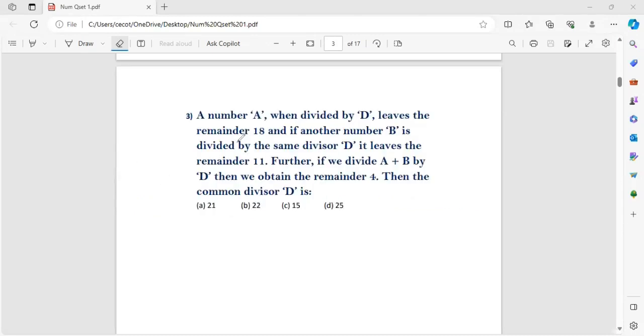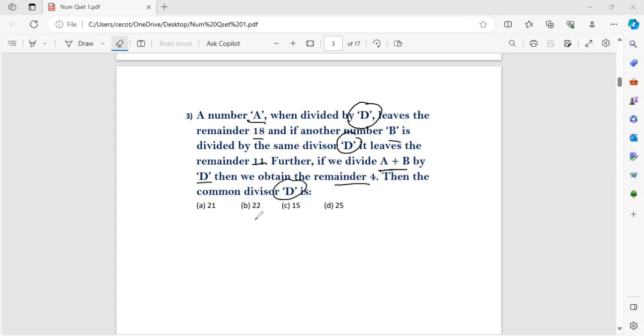Question number 3 is again based on the previous logic. We are given two numbers A as well as B. They are divided by divisor D. In each case you have remainders 18 and 11. After that, if the sum of the numbers is divided by the same divisor, you get a remainder of 4. You have to find the divisor D.